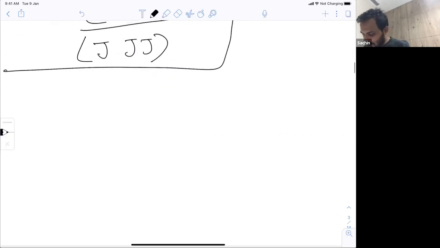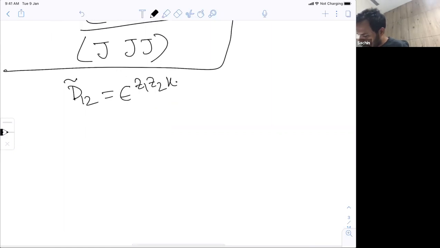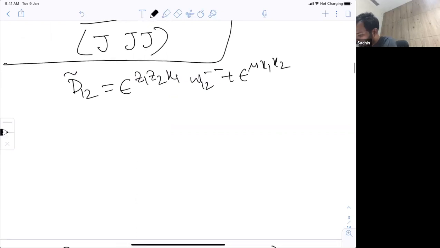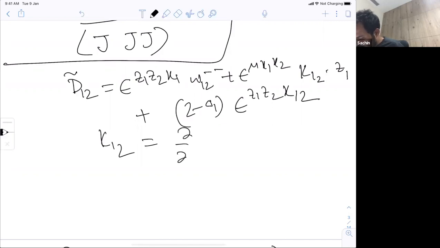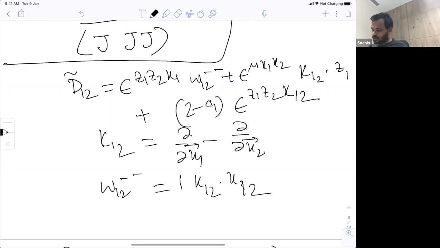But I'll just show you one thing that you can construct: W12 minus minus plus epsilon mu K1 K2 K12 dot z1 plus (2 minus delta 1) epsilon z1 z2 K12. K12 is again del k1 vector minus del k2 vector, and W12 minus minus is K12 dot K12. Okay, this is the dimension raising operator that you need to construct for the parity odd thing.